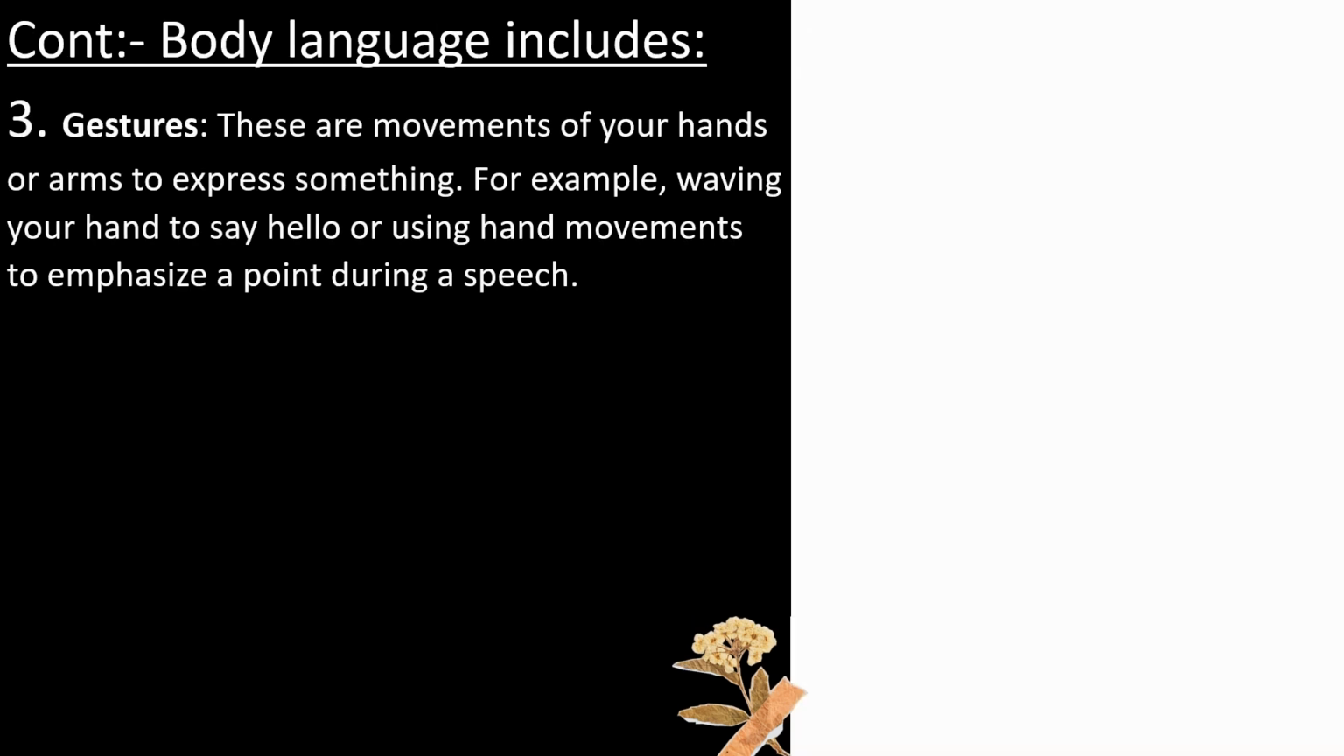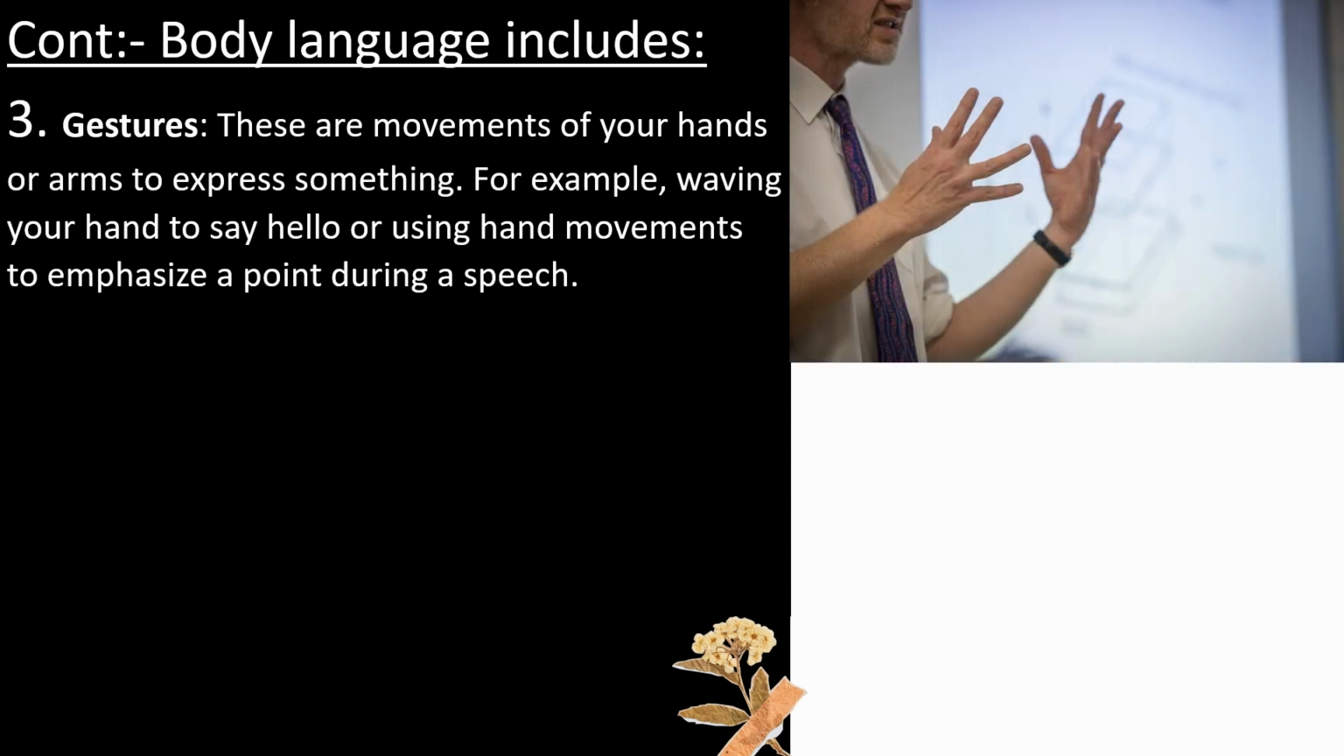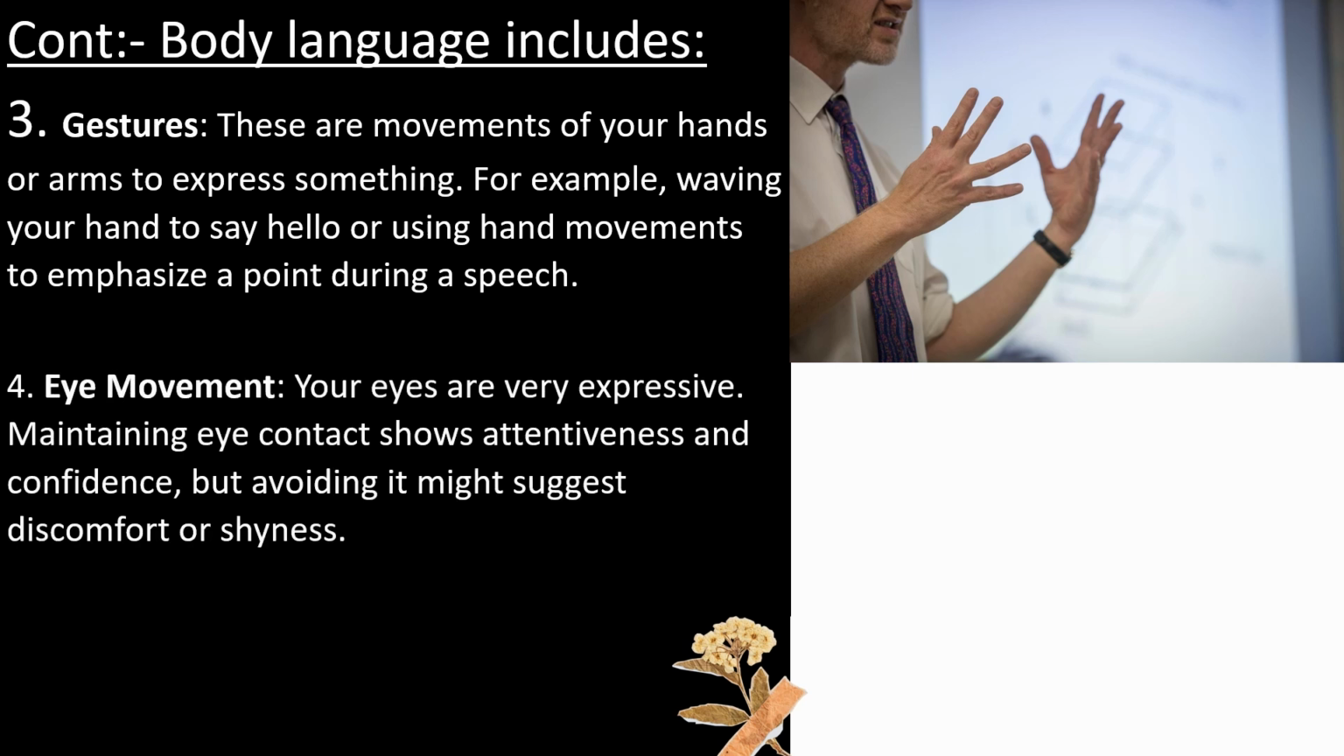Next is gestures. These are the movements of your hands or arms to express something. For example, waving your hand to say hello or using hand movement to emphasize a point during a speech. You must have seen many times in your class when your teacher is explaining any topic to you, they are using gestures, hand movements to put their point across. So this is an example of gestures in body language.